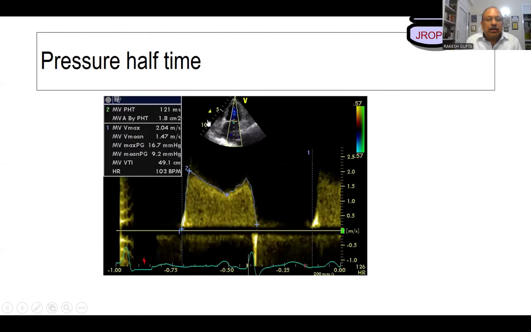Now, next subject, look, mitral velocity is 2.4 meters per second. Anything more than 1.3 is abnormal. And mitral area is 1.8 by pressure half time method. So this patient classifies as progressive mitral stenosis. Less than 1.5 would be very severe. More than 1.5 is progressive mitral stenosis.